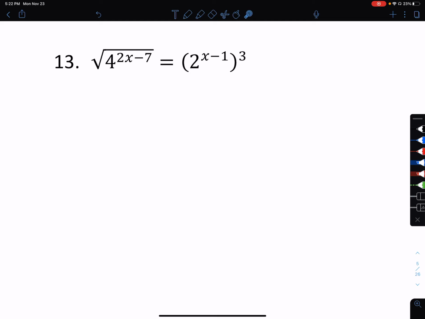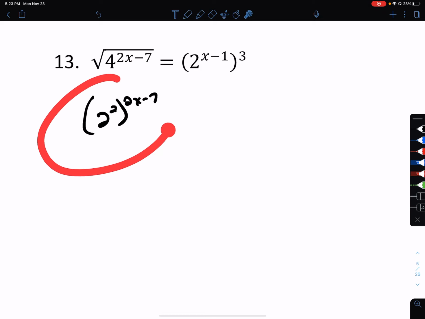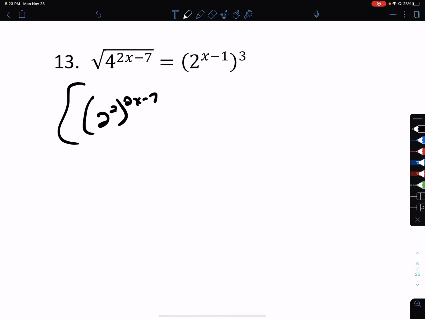All right, so we got lots of things happening. This square root is the same thing as saying to the 1/2. I want this 4 and this 2 to have the same base as a 2. I'm going to change this 4 to 2 squared. It was already raised to a 2x minus 7, and that is being raised to a 1/2 because that's what the square root means.